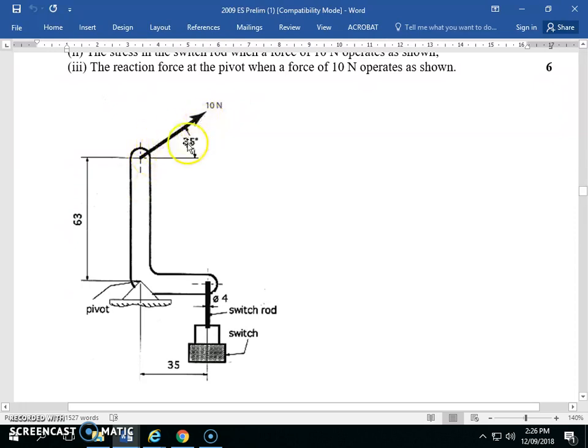But once I have that 10 sine 35, wait, sorry, I think I got that mixed up. I'm very sorry. This is 35. Sine is opposite, cos is adjacent. So 10 cos 35. 10 cos 35 times 63 divided by 35 gives me the force in this rod. Now, if that doesn't make sense, there are questions in the Copeland book. I will go through it again, but be warned, this is the sort of question that will absolutely be in the exam.